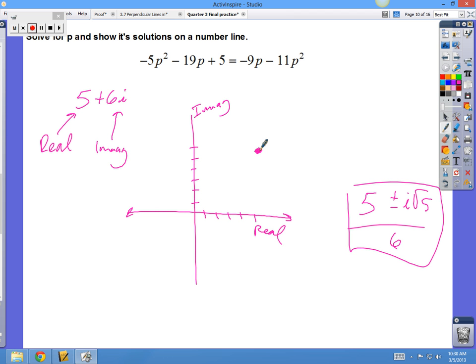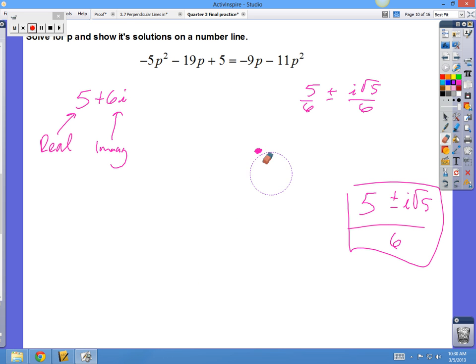So this guy is actually 5/6 plus or minus i times the square root of 5 over 6. Okay, 5/6 is a decimal. Let me erase this grid. So if we're going to graph 5/6, here's my real, and this is my imaginary. So 5/6, there's 1. 5/6 is almost at 1, but not quite. Square root of 5 over 6, I have no idea. So calculator, square root 5, enter. Divide by 6. Square root of 5 over 6 is 0.372, blah, blah, blah.